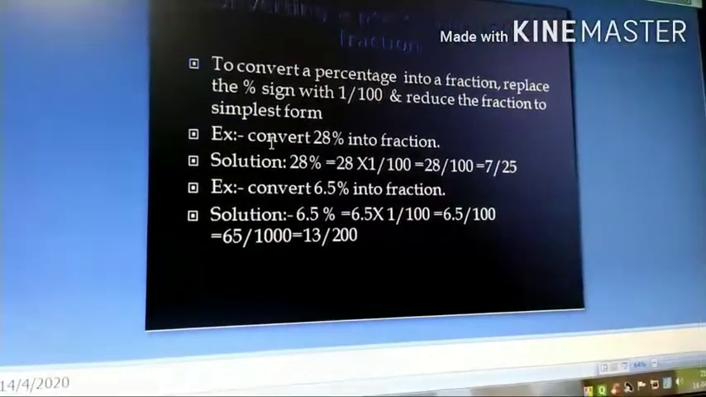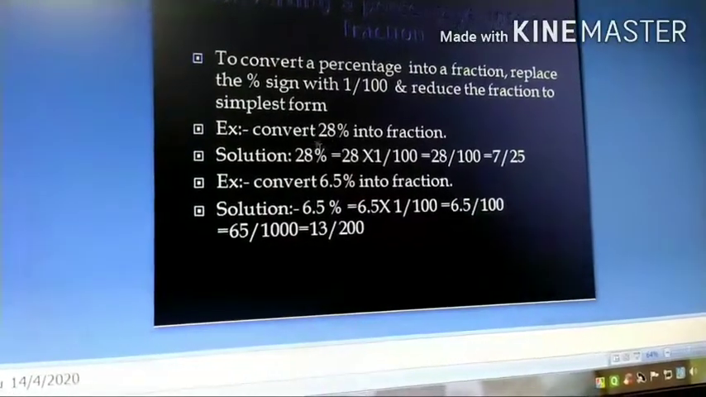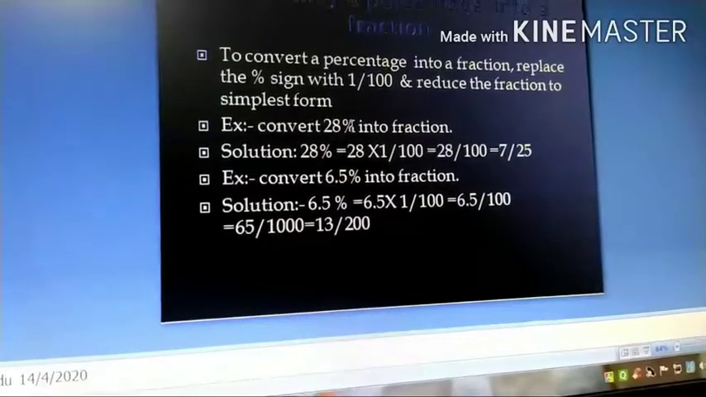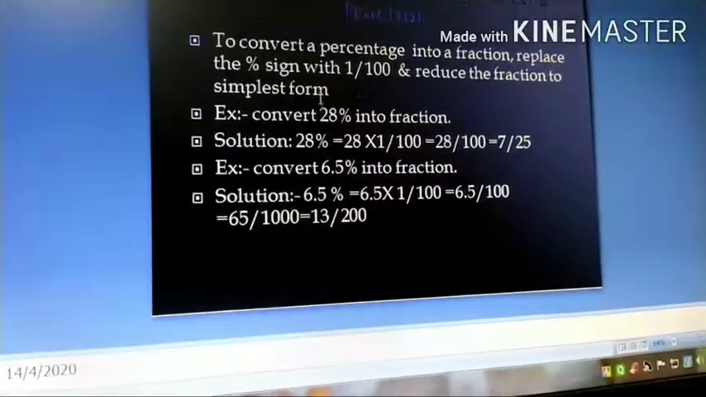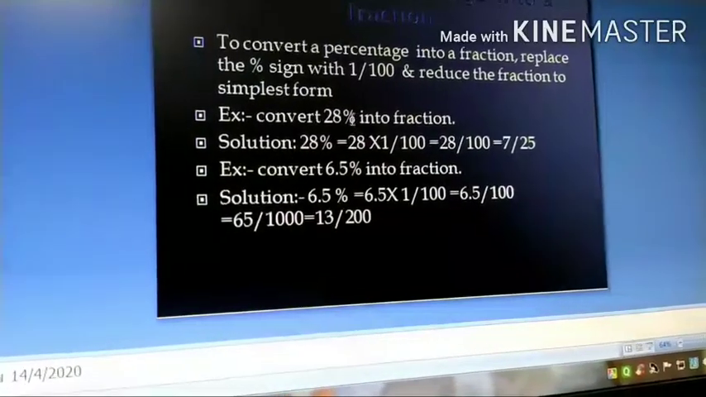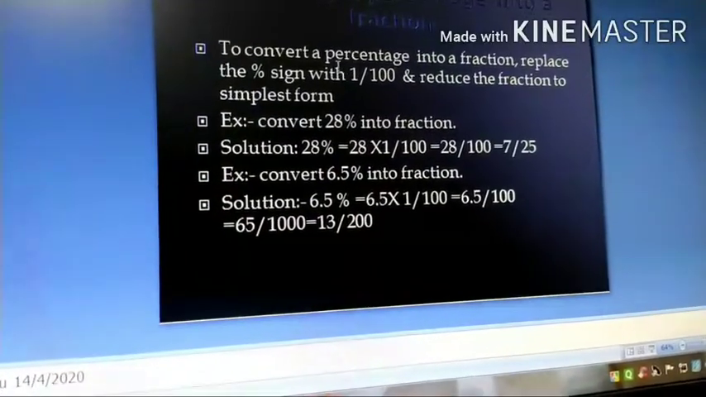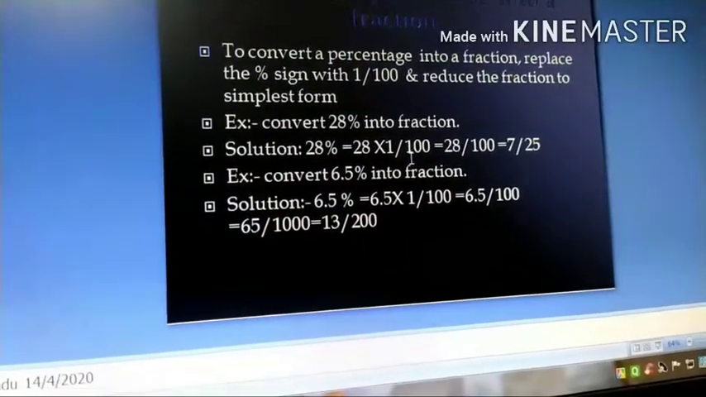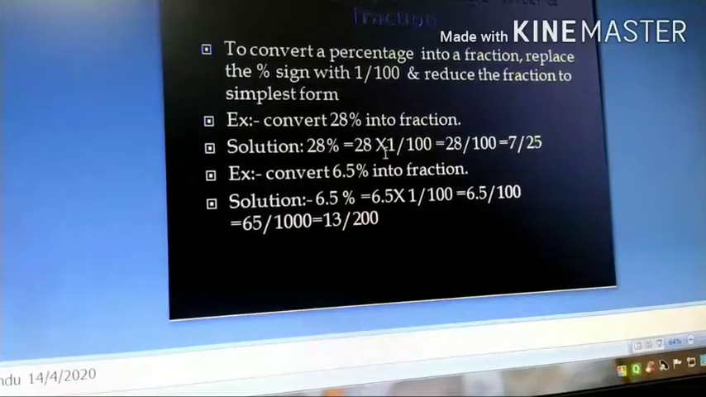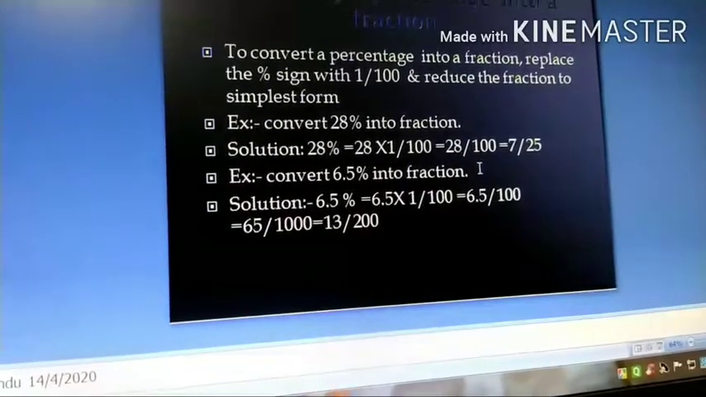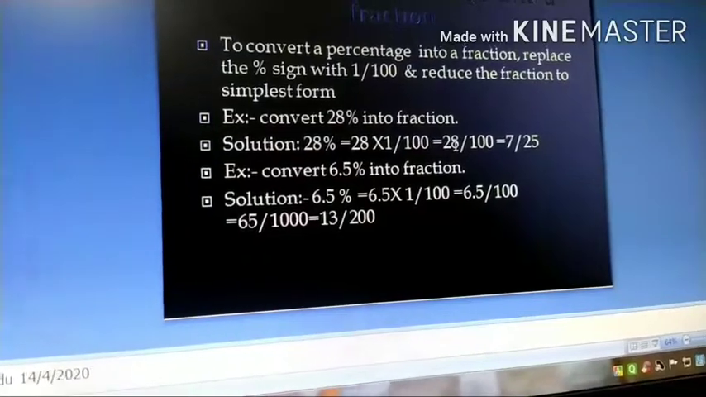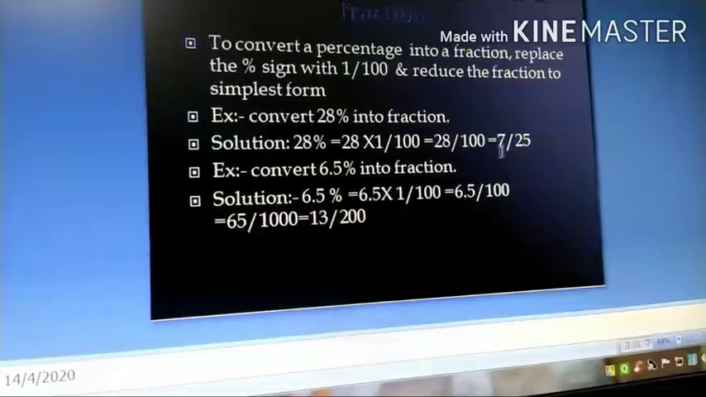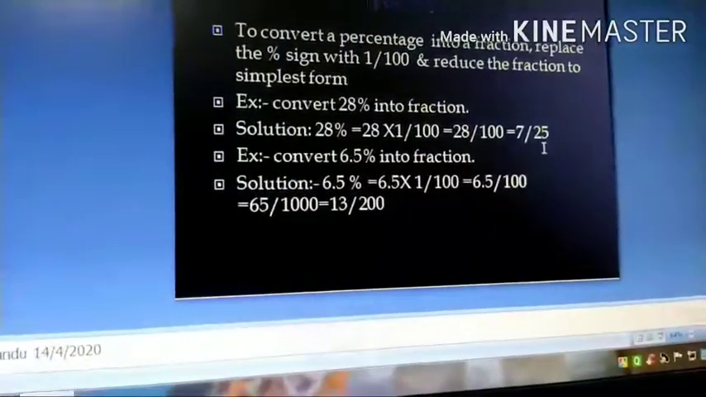For example, we have to convert 28% into a fraction. Initially, replace percentage by 1 by 100. So, 28 multiplied by 1 by 100, that is 28 into 1 is 28, that is 28 by 100. 4 7s are 28 and 4 25s are 100. So, we can write it in simplest form as 7 by 25. Got it?